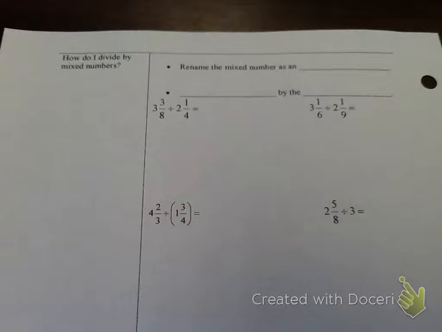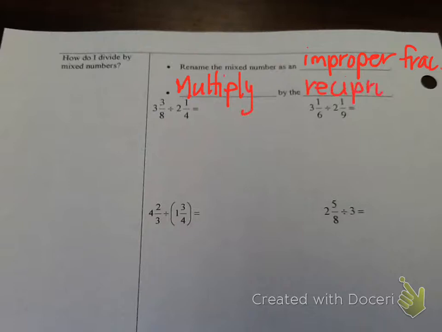And how do I divide mixed numbers? Extremely similarly to fractions. As in multiplying mixed numbers, we have to rename the mixed number as an improper fraction. And then we simply multiply by the reciprocal. So on this first one, we have 3 3/8 divided by 2 1/4. So 8 times 3 is 24, 25, 26, 27 eighths. Divided by 4 times 2 is 8, 9/4.